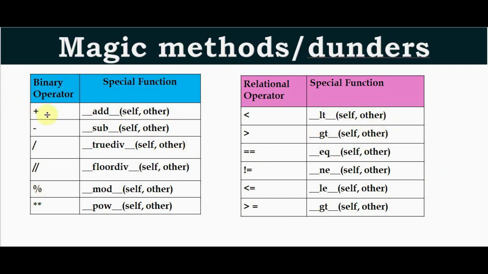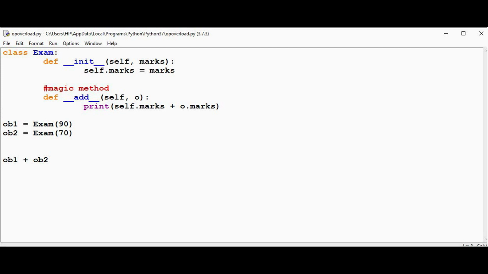Now let's see an example for the plus operator. I want to add 2 objects. How is that possible? So I am trying to add one more functionality to the plus operator by adding 2 objects. This is a class Exam. We have an init method. We are initializing the marks here, and here comes the magic method. This is not explicitly invoked. Once the corresponding operator is used, this add function will be automatically invoked.